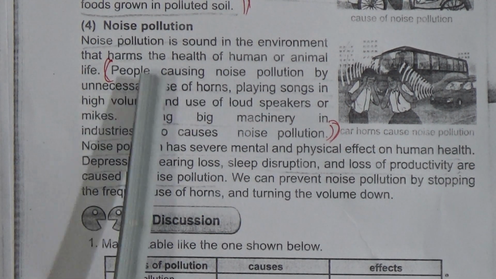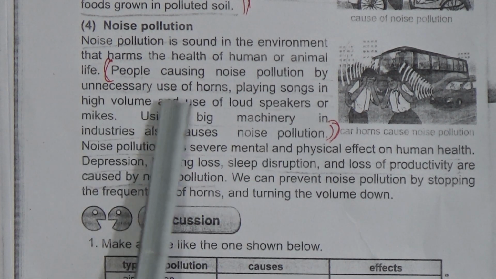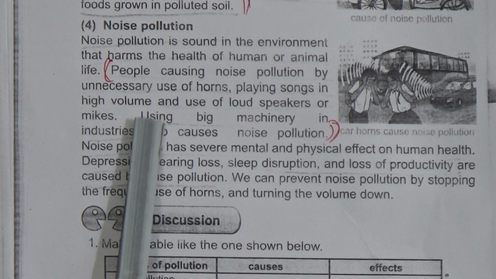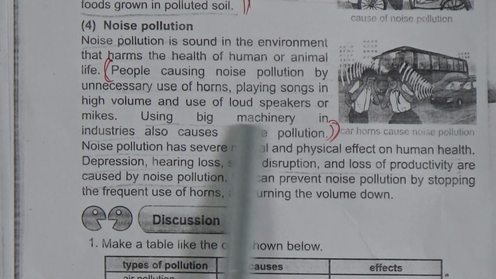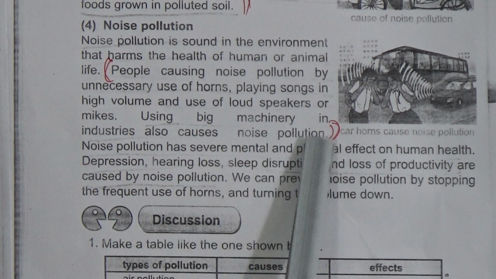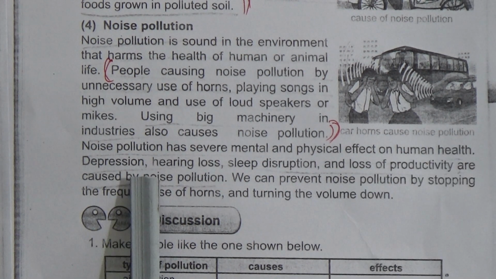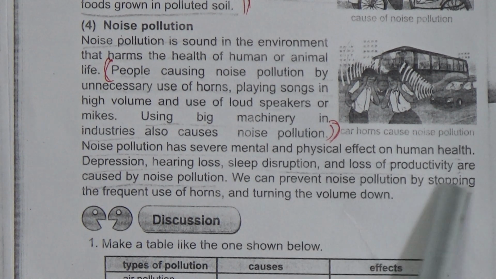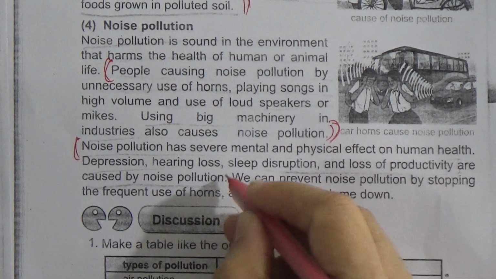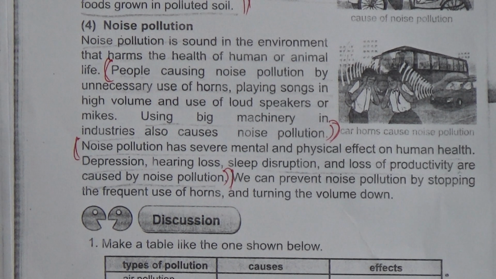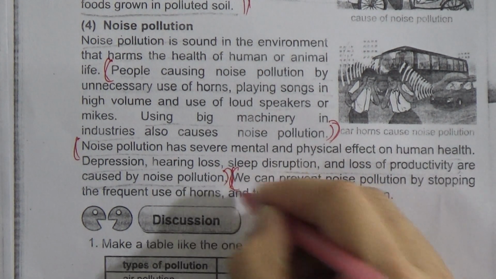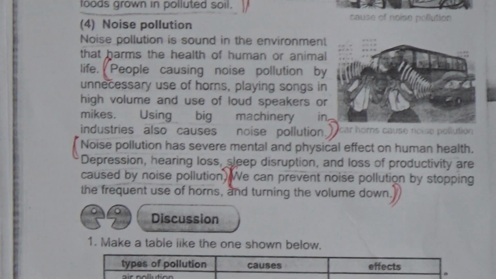Okay, we can learn this question answer from here. People cause noise pollution by unnecessary use of horns, playing songs in high volumes, and use of loudspeakers or mics. Using big machinery in industries also causes noise pollution. Noise pollution has severe mental and physical effects on human health. Depression, hearing loss, sleep disruption, and loss of productivity are caused by noise pollution. My dear students, this is an important short question answer. What are the negative effects of noise pollution? Okay, we can prevent noise pollution by stopping the frequent use of horns and turning the volume down. This is also another short question answer. How can we prevent noise pollution?